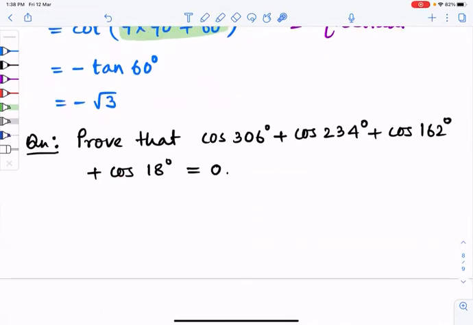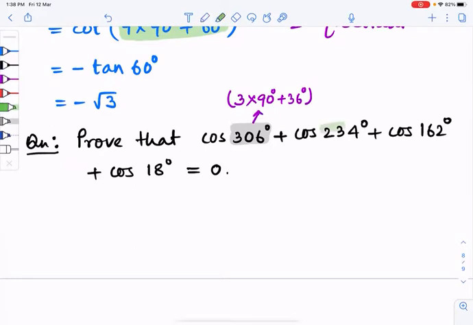Okay, what is the approach? All these big angles, you have to convert in terms of smaller angles. Right? So 306. What is 306? 306 can be written as, if I divide by 90, three into 90 is 270 plus 36. This is our 306.